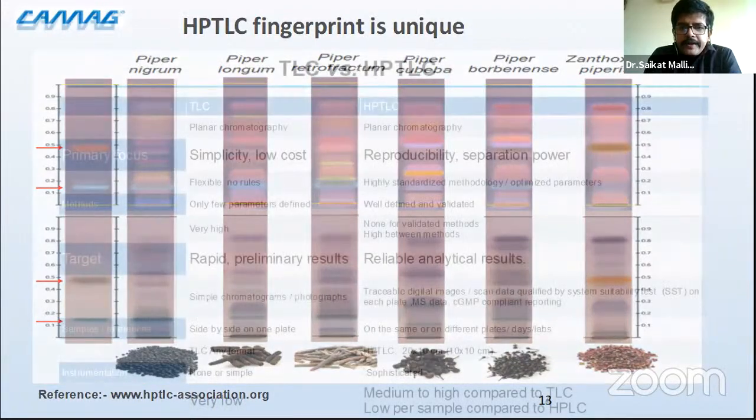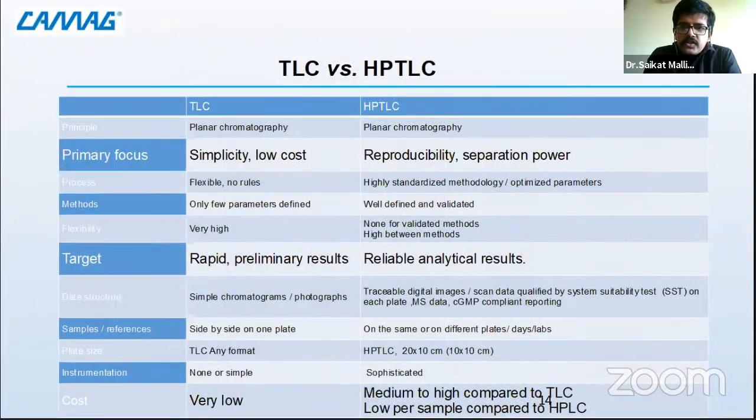Now, as we move ahead, what HPTLC precisely talks about are these two aspects, reproducibility and reliability. That is the main aspect which we work on. Reproducibility is when you want to do the analysis day to day. With TLC, it may be subject to environmental variations. But with HPTLC, the standardized methodology is there, and using that same methodology, you get the same results each and every time you perform your analysis. And these results are really reliable. You don't have to worry about the accuracy of the data, which is extremely accurate.